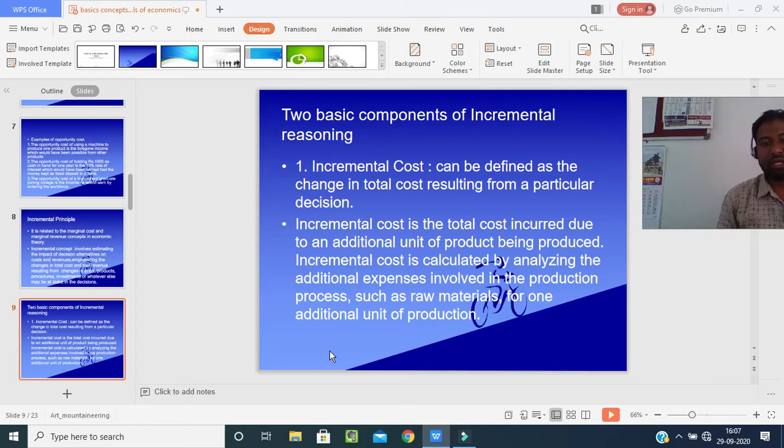Another concept of incremental cost: it is the total cost incurred due to an additional unit of product being produced. Incremental cost is calculated by analyzing the additional expenses involved in the production process, such as raw materials, for one additional unit of production. See, when we are purchasing raw materials from the suppliers, we have to bear some expenditures, but after some time, if you are purchasing that, then he is going to charge additional taxes or tariffs or custom charges on it, so it will be lost.